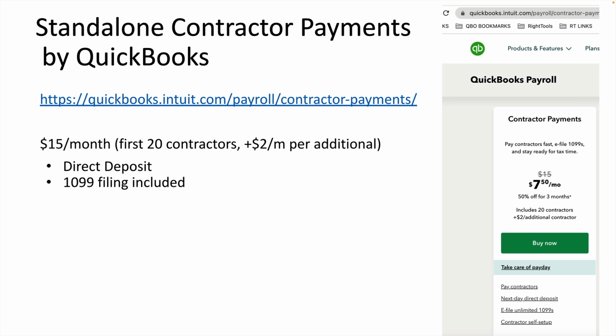So it is a service for you to pay up to 20 contractors direct deposit for $15 a month, which is actually pretty good, because if you use any other ACH type services that charge you $1 or $2 per contractor and you multiply it times 20, that goes way over the $15 a month, something to think about. And if you have more than 20, it's $2 a month additional.